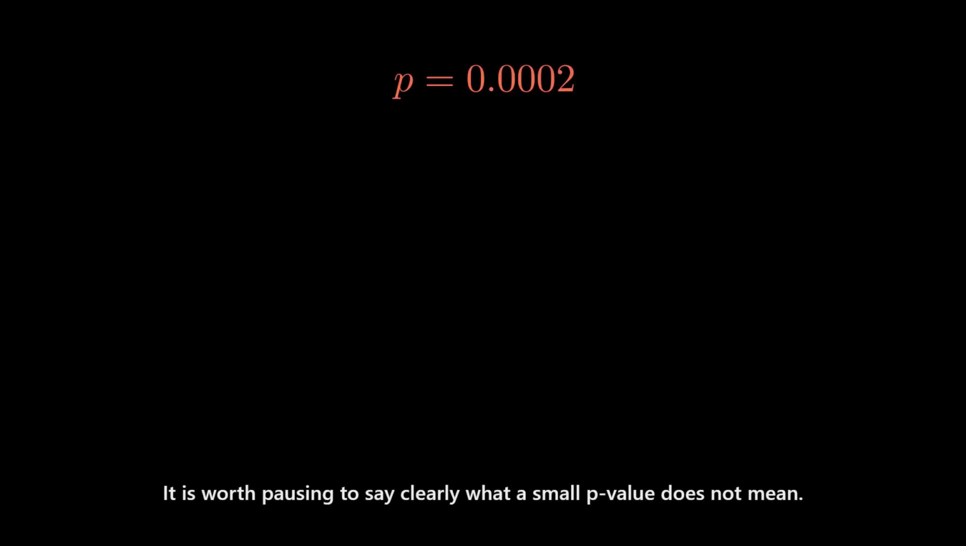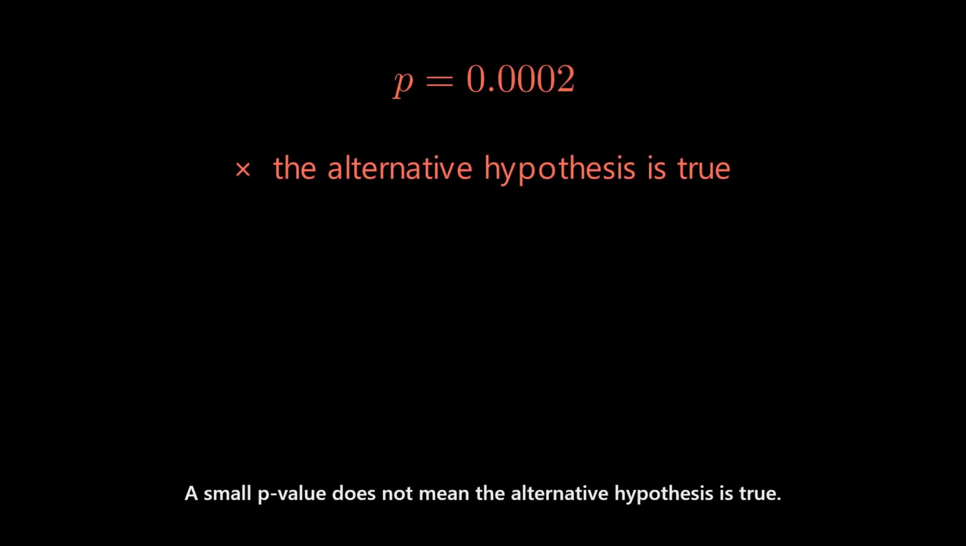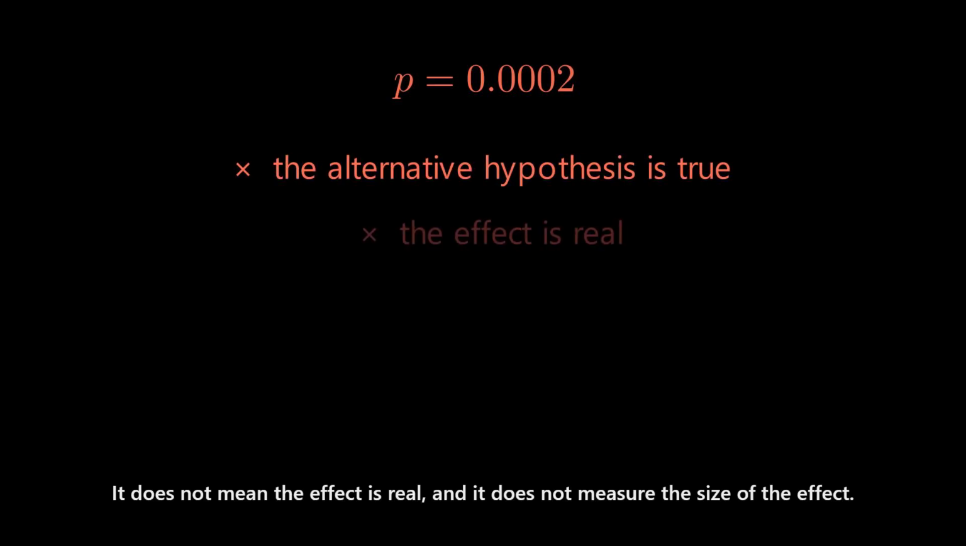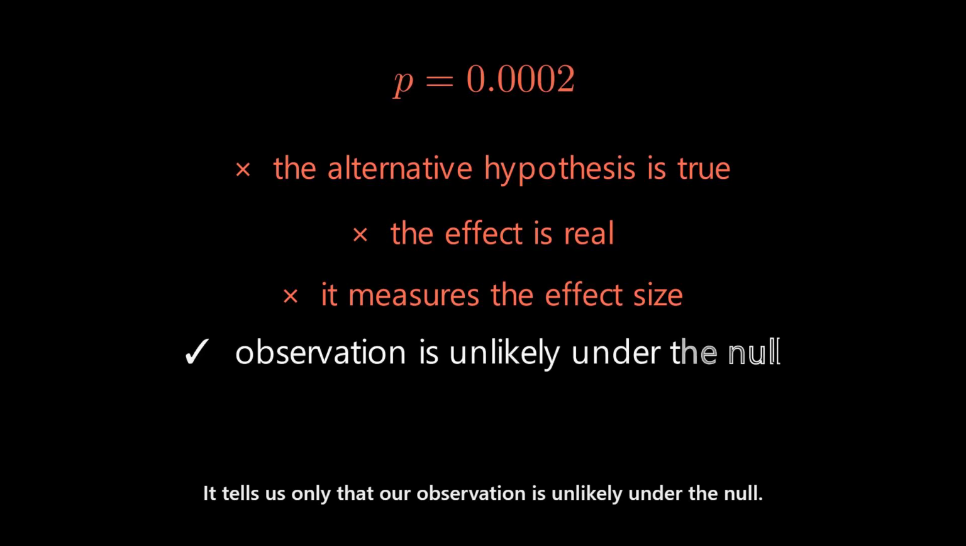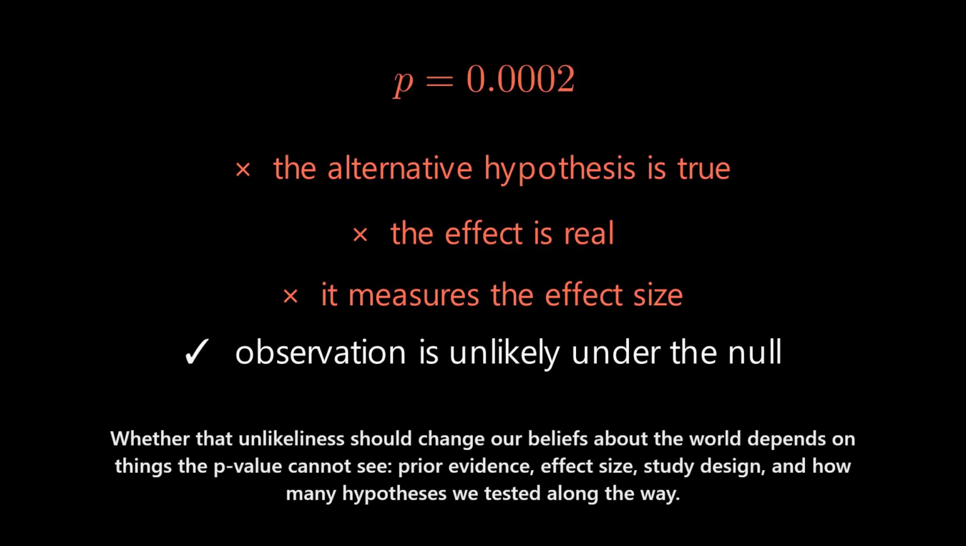It is worth pausing to say clearly what a small p-value does not mean. A small p-value does not mean the alternative hypothesis is true. It does not mean the effect is real. And it does not measure the size of the effect. It tells us only that our observation is unlikely under the null. Whether that unlikeliness should change our beliefs about the world depends on things the p-value cannot see: prior evidence, effect size, study design, and how many hypotheses we tested along the way.